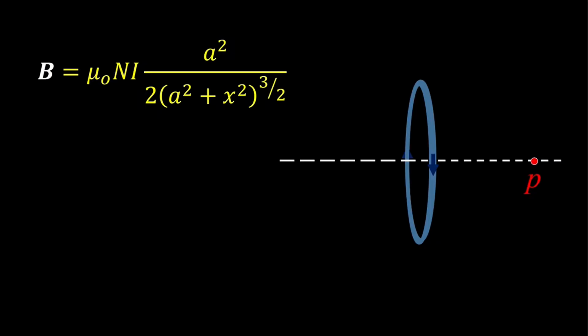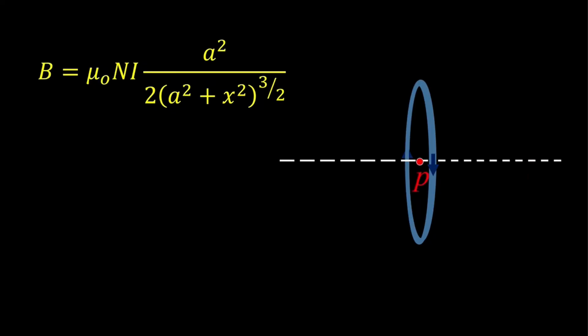B, or the magnetic field, is a vector, so it has a magnitude and direction. The magnitude is once again given by this relation. However, to find the direction, we use the right-hand rule. According to the right-hand rule, the magnetic field produced by the coil in this example is pointing to the right at the point P. The SI unit of the magnetic field is the Tesla.